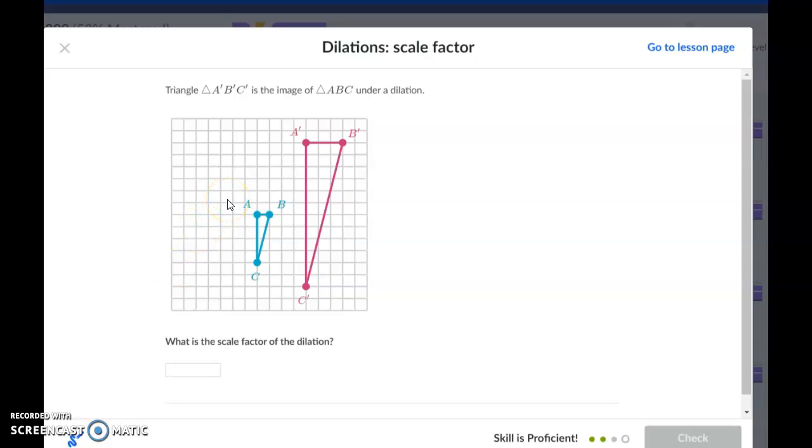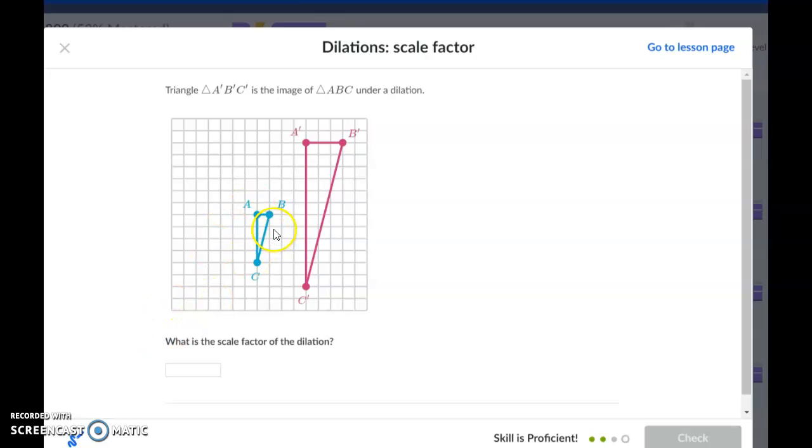Alright, this is scale factor, part 2 of the dilations for quiz 5 review. On here it says triangle A prime, B prime, C prime is the image of triangle ABC under a dilation. And the actual question: what is the scale factor of the dilation?